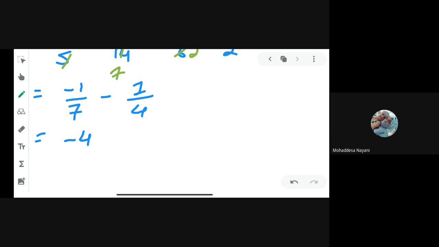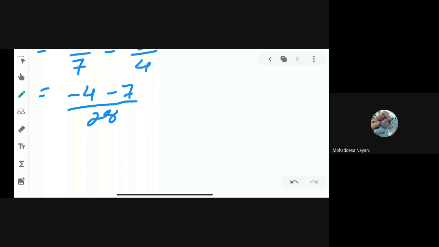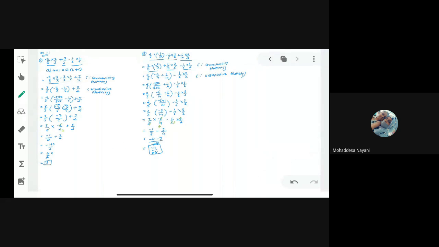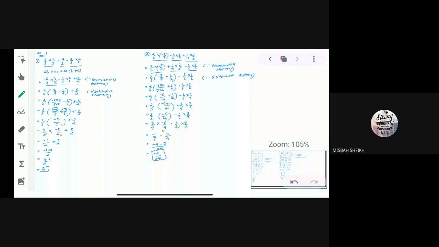Minus 4 ones are minus 4, minus 1 sevens are minus 7, upon 7 fours are 28. Now in the numerator, 4 and 7, and minus minus is plus. So it is minus 11 upon 28. It is your answer. Are you getting it? These two questions? Yes, sir.